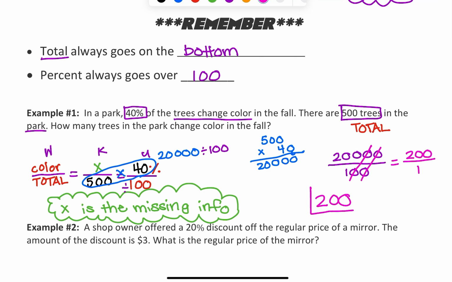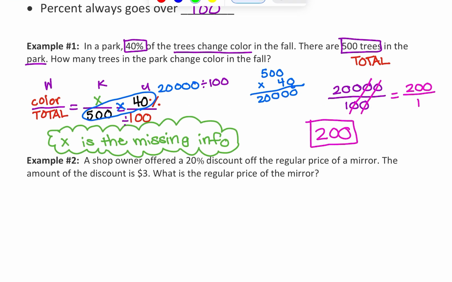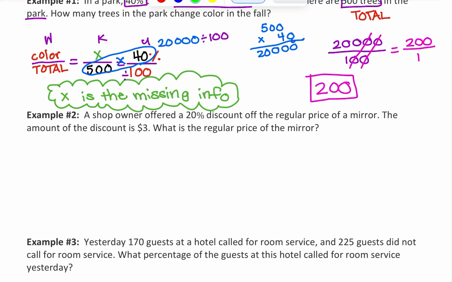So now that I have multiplied and divided, let's see if that 200 makes sense. So if I have a total of 500 trees and 40% of them change color, would 200 be an okay answer? Yeah, because it's a little bit less than half. 40% is less than half. So that would be my answer, 200. All right, next question. Example 2.